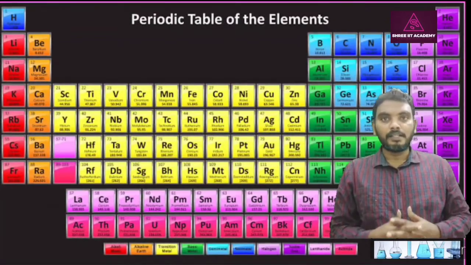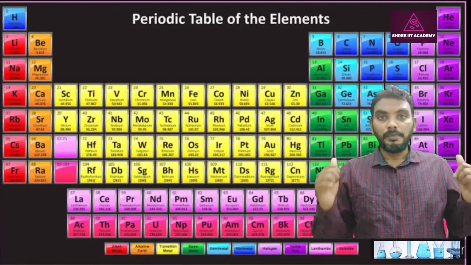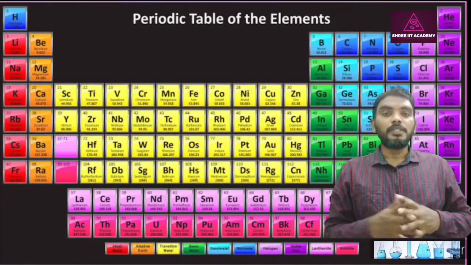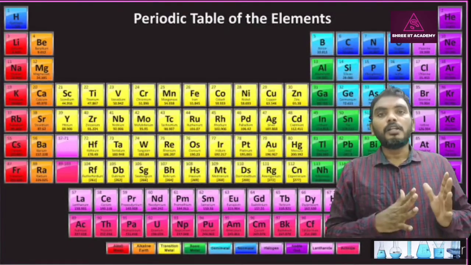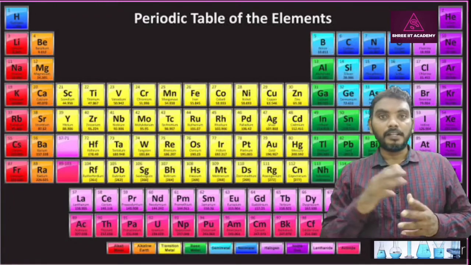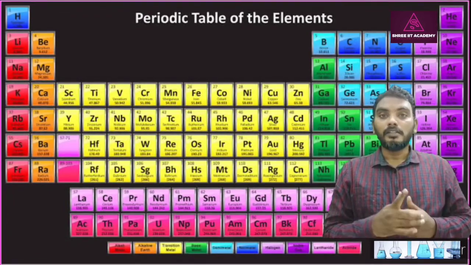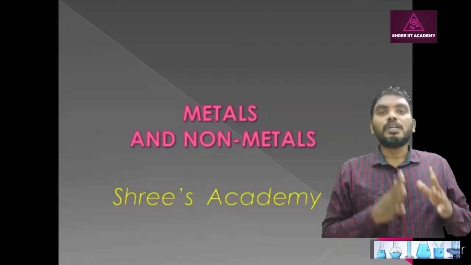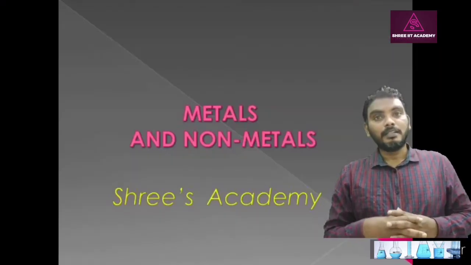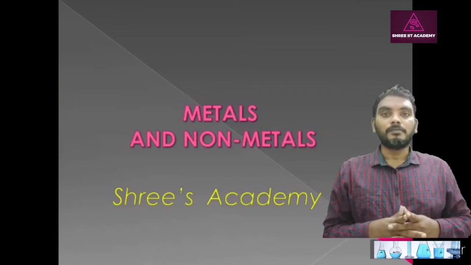Once again, we are back with a new topic. Here you are watching the periodic table. In this periodic table, there are 118 elements. The total elements are divided into three categories: one is the metals, the second is the non-metals, and the third is the metalloids. Today we are discussing the metals and non-metals present in the periodic table.